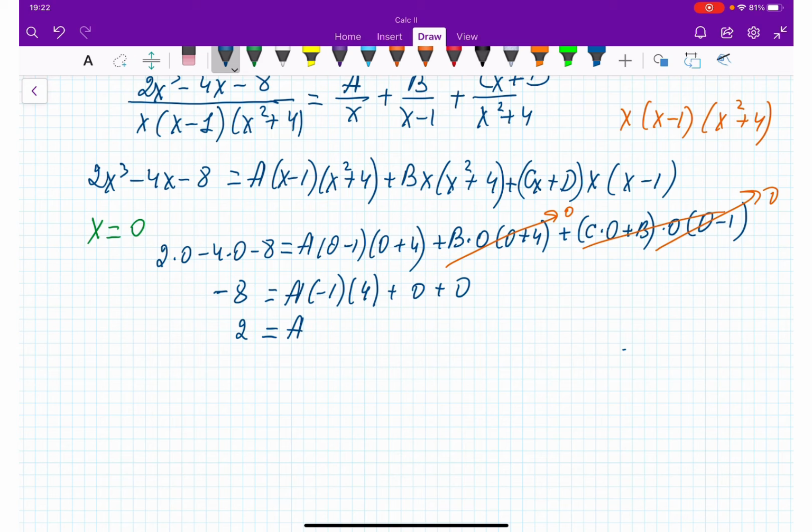Okay, for b, next I'm taking x equal to 1. Which value to pick? You have to figure it out yourself to make it easy to calculate. If you put x equal to 0, you figured out a. Then I'm figuring out b with 1. You will see it's easy to find, because if I have 1, then cx plus d times x, x minus 1 will become 0. And a times x minus 1 is also going to become 0. So you have to look and pick the value that makes it easy for you.